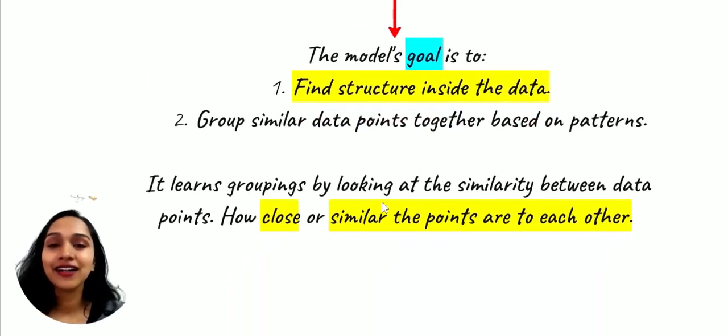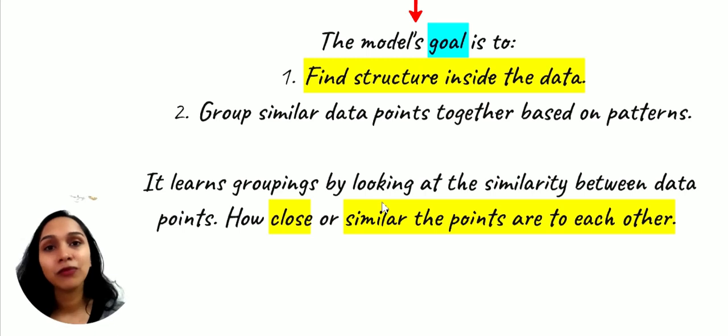So here in an unsupervised machine learning setting, the model's goal is to find the structure inside the data and group similar data points together based on patterns. Here the patterns were based on the spending score and the frequency of visit. So the model automatically learns groupings by looking at the similarity between the data points, how close or similar the points are to each other.